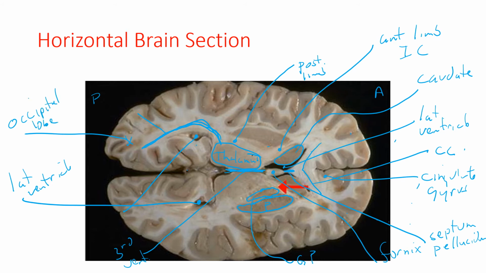And this tract is called the optic radiations. Again, we'll talk about the optic radiations when we get to the special senses in Unit 4. The other structure that we can see is this area right here, which is going to be the hippocampus.